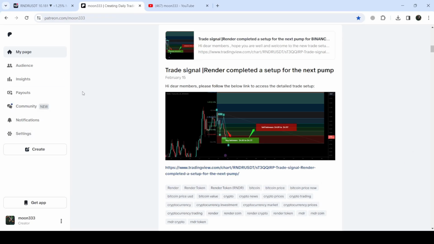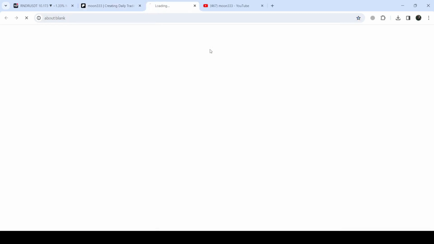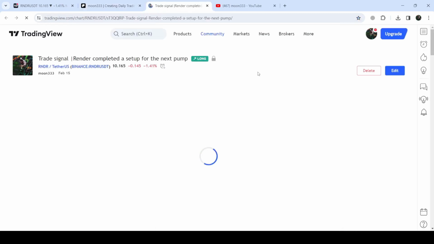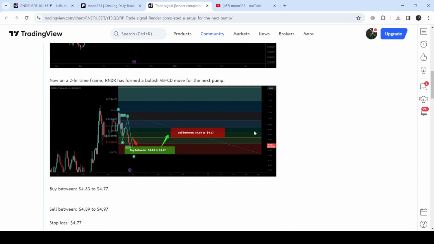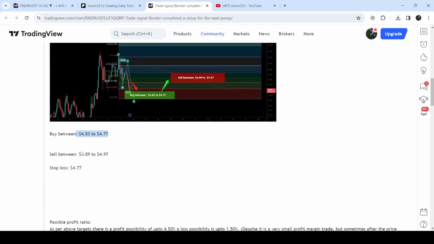So let's start the analysis. First of all, let me begin with my most recent successful trade signal that I shared with my members of the Render token, and that was, by the way, in the month of February 2024, on the 15th of February 2024. And this was a harmonic bullish reversal AB equal to CD move that the Render token formed with the US dollar pair on a 2-hour time frame chart. And this was a complete trade setup. This was the buying range, the sell target zone and the stop loss.